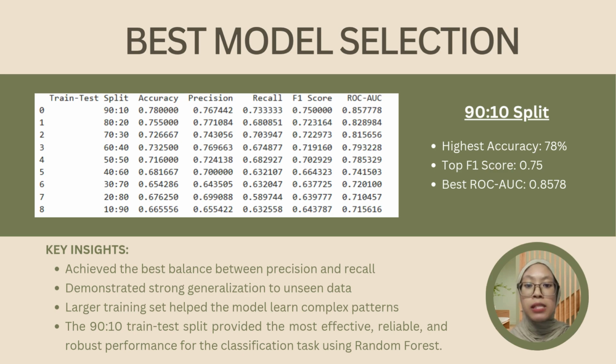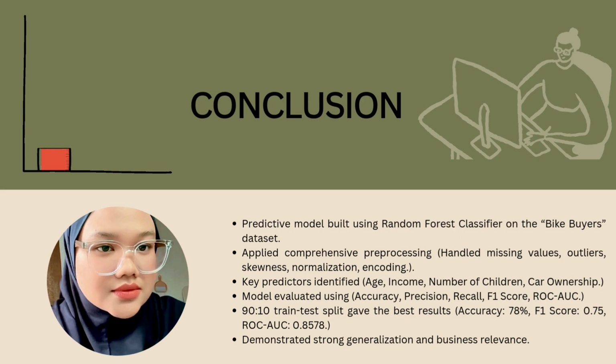Also, with 90% of the data used for training, the model had more data to learn from, helping it capture more patterns and improve overall performance. So, based on these metrics, we selected the random forest model with a 90-10 train test split as the most suitable and reliable configuration.